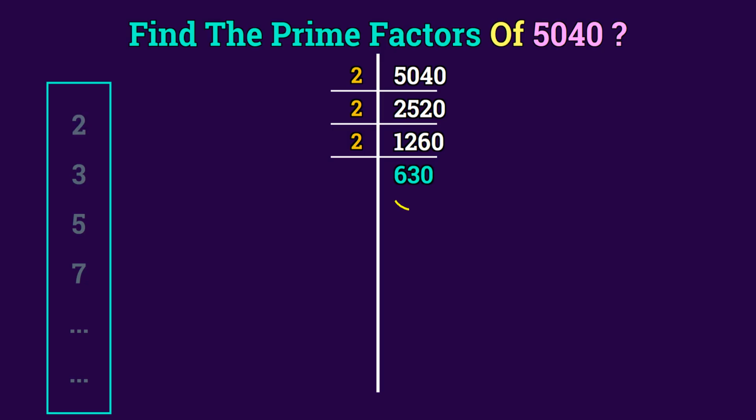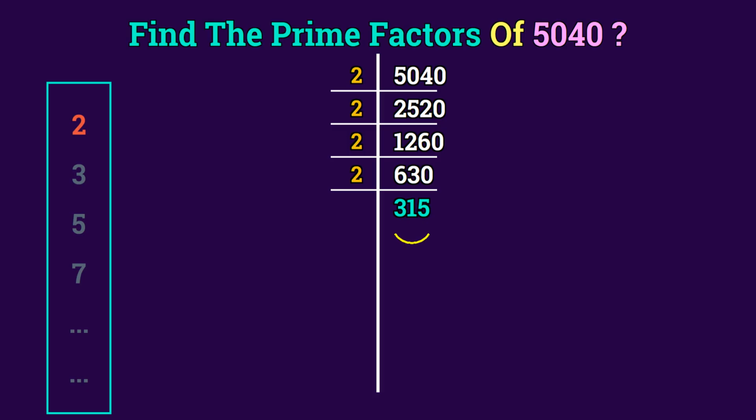Dividing 630 by 2, which equals 315. So 630 divided by 2 equals 315. Dividing 315 by 2, the result is not an integer. Since the result is not an integer, we will try to divide by the next number.